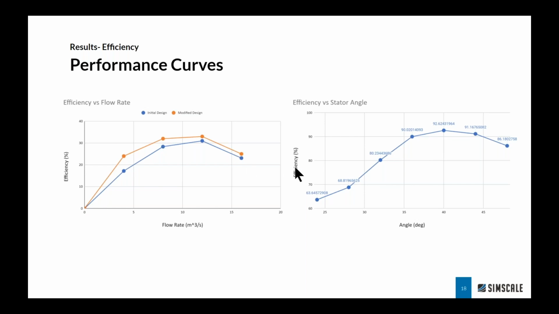On the right is another typical example where we're plotting efficiency, but this time, instead of flow rate, we are looking at different stator blade angles. The first angle had a significant amount of flow separation. As we increase the angle of attack, I can see that the flow separation reduced, and therefore my efficiency is going up. So this is what I would use to determine the design and the angle of those stator blades.